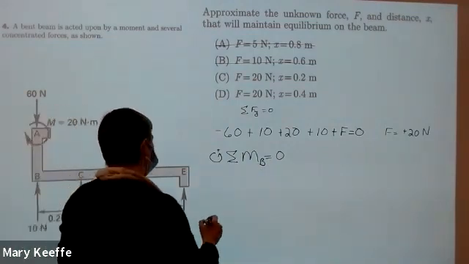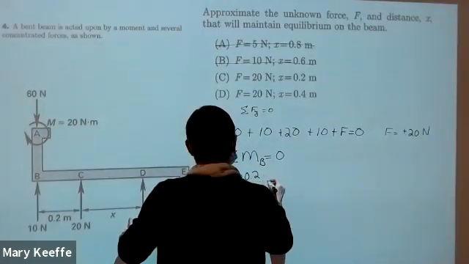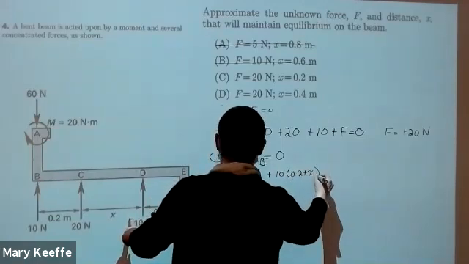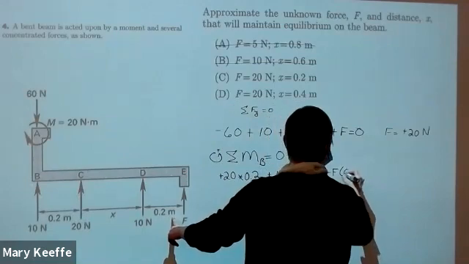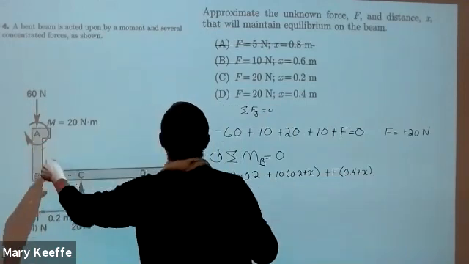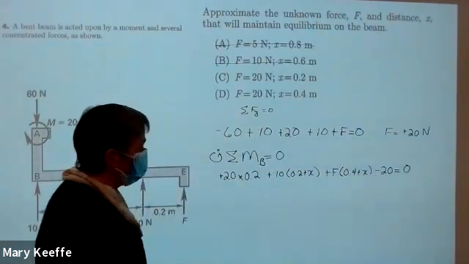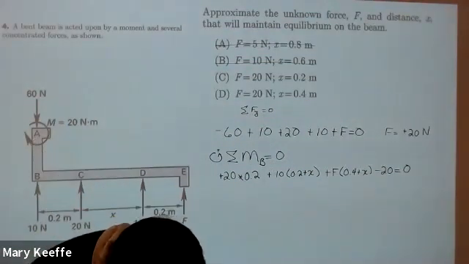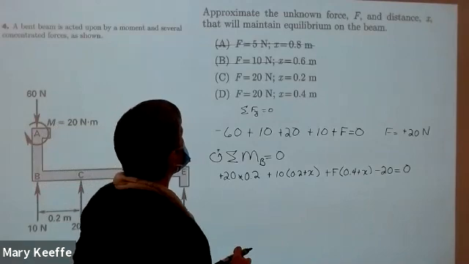That's going to give me a positive 20 times 0.2, plus 10 times 0.2 plus x, plus F times 0.4 plus x. And then I can't forget to put this one in, and that's clockwise, so that's a minus 20 equals 0. And I solve for my x. I think I checked most of these and got the right answer, but you guys should double check me. I got x is equal to 0.2.